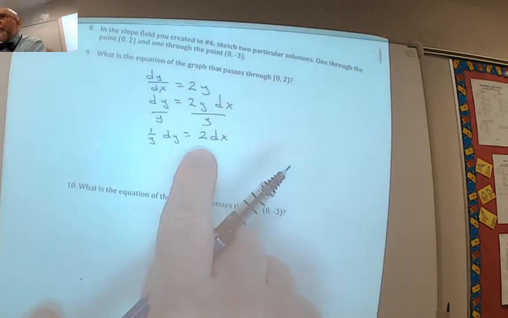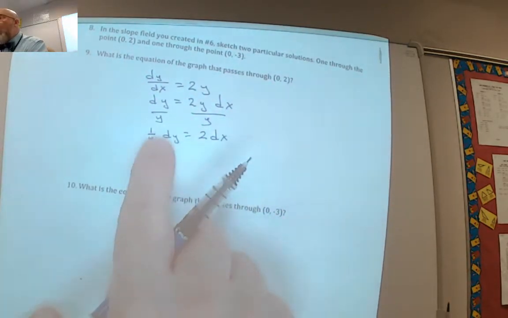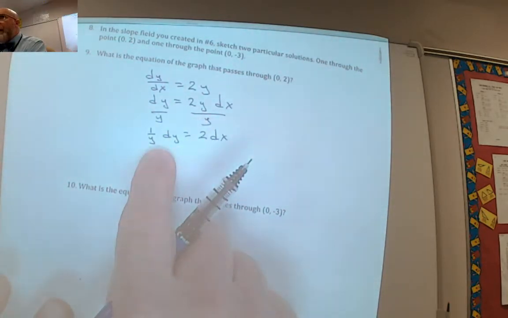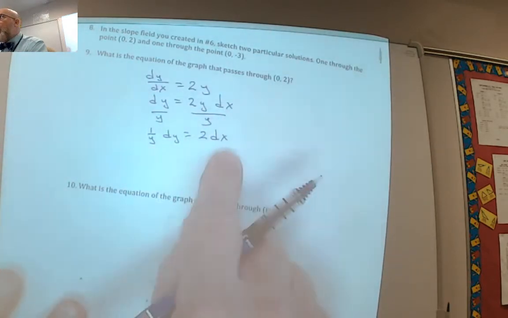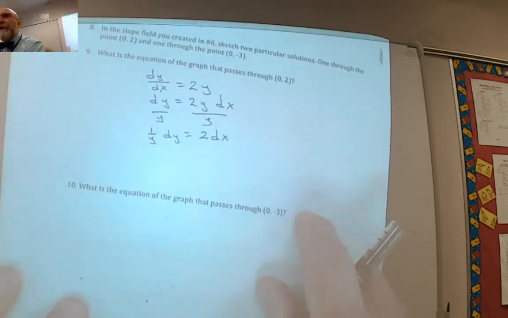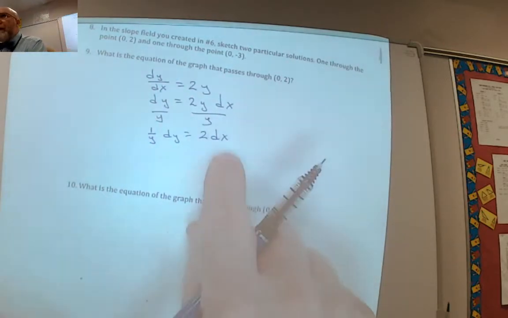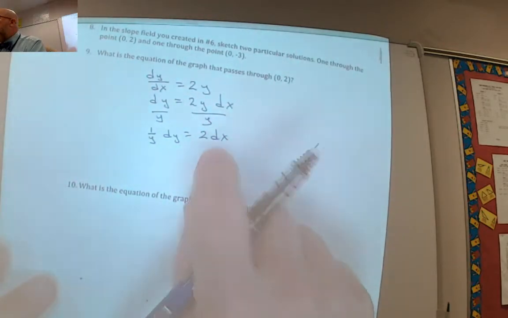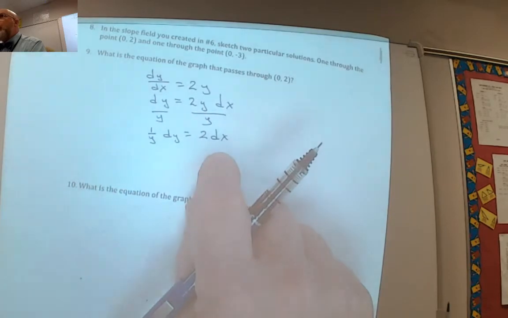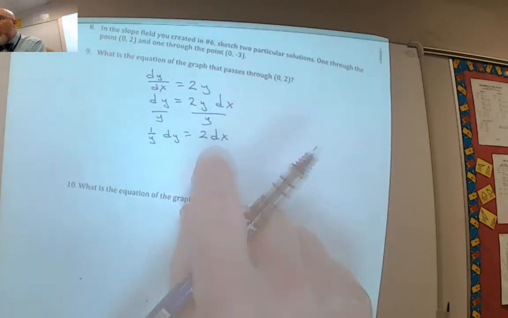I did not bring the 2 over here because my goal, if I can, is to get y by itself totally. I want an equation that's y equal to something. This right here, if I get to this place successfully, if you can do no more than this, you have 3 to 4 points. Okay? That's how that works.